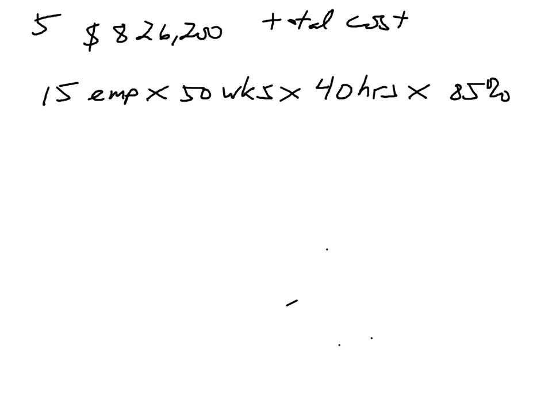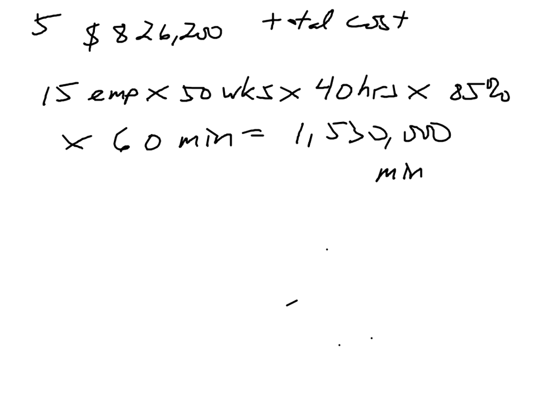All right, so you multiply by 85%, and then you multiply by 60 minutes. All right, so again, you take your 15 employees times 50 weeks times 40 hours a week times 85% times 60 minutes, and that will give you 1,530,000 minutes.